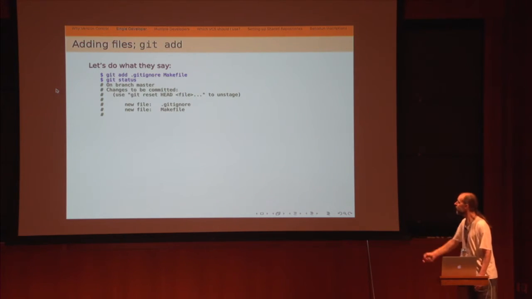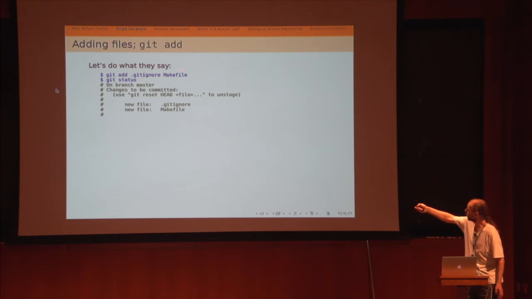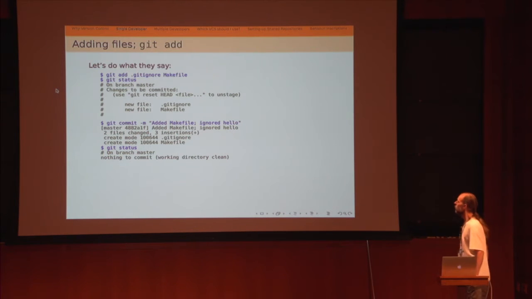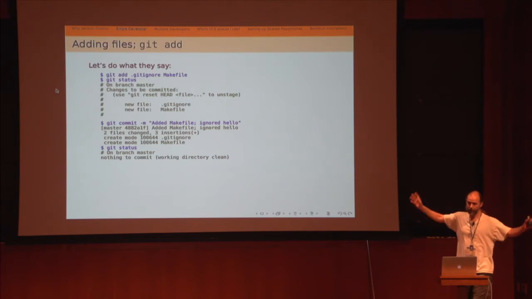We say add it. So we tell Git that these files exist. And now status says, I know about them, but you haven't committed them yet. You haven't actually told me what's in there. And I'll tell you what this means in a moment. So we do what it says. We say git commit -m, added makefile, ignored hello. It tells me I've got 2 files changed. There are 3 insertions. These are the modes, all sorts of things you really never want to care about. And finally, hey presto, Bob's your uncle. Git status says there's nothing to do. I'm fully up to date. I'm a happy person.